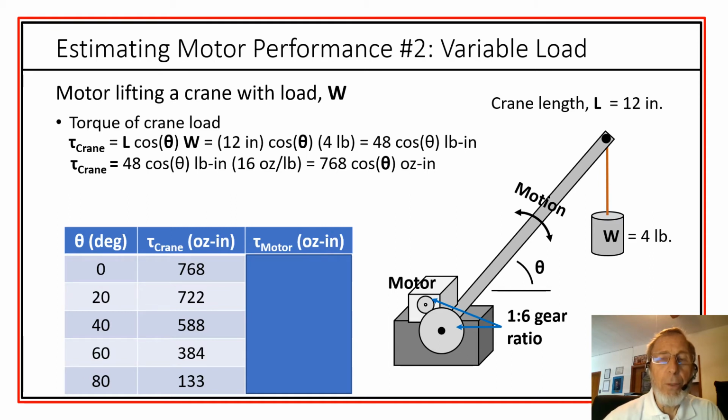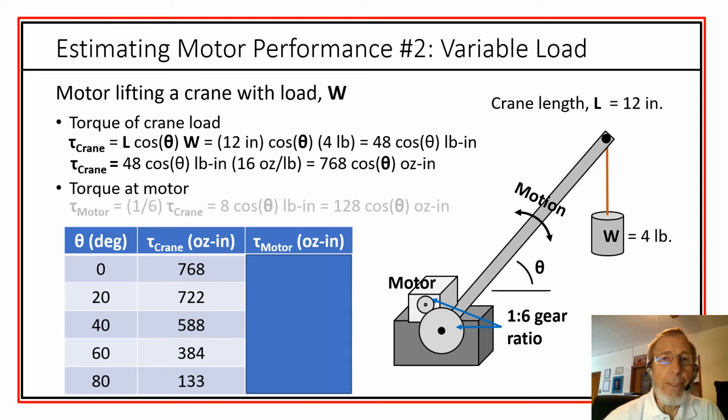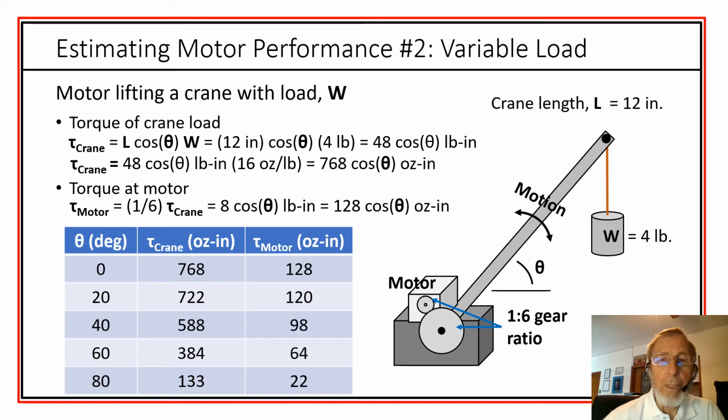Now the torque on the motor is affected by the gear ratio. The torque at the motor is going to be 1/6 the torque applied by the crane. So 1/6 gives us 128 times the cosine of the angle theta. So then we can complete the table like this. So we can define what the torque acting at the motor is as the crane angle changes.